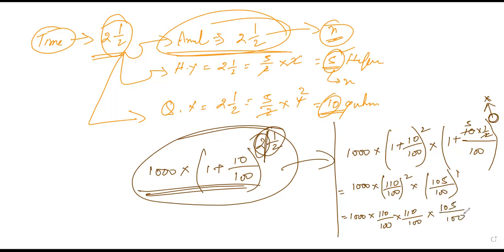Now you can simplify for this one. These 2 zeros can cancel these 2 zeros. Here these 2 zeros will cancel this 0, and this 0 will cancel this 0. Now you multiply over here 121 into 105 by 10. Whatever the value will be there, that will be your amount. Okay, so like this you have to solve it.